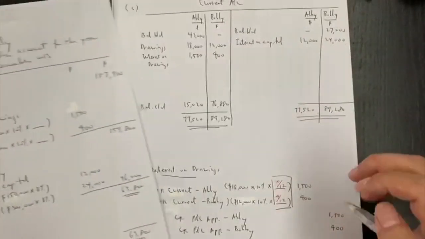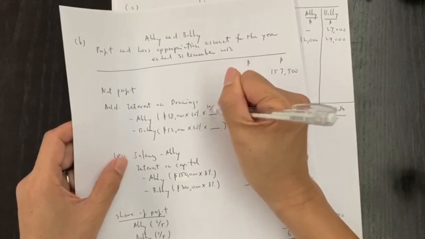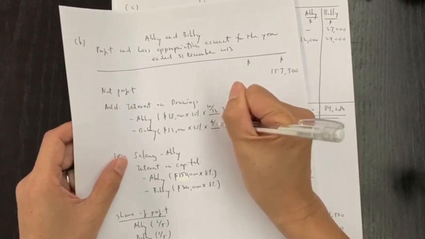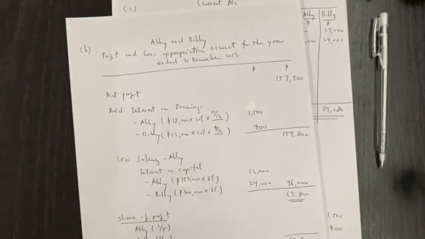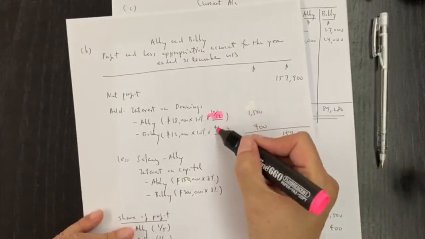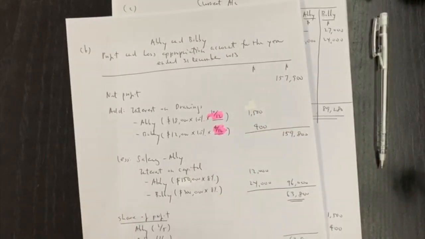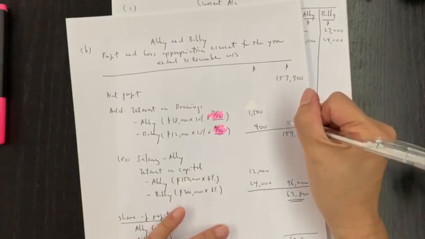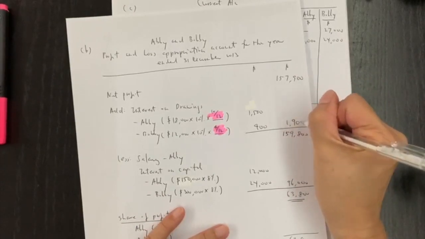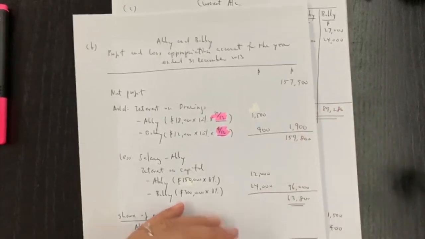Okay, and what is the most important thing? So how many months? 10. So 10, 12, 4, 12. This is very, very important. If you ignore the dates, then your calculation will be wrong. So that will be 1,900. Am I right? Yes, this is it.